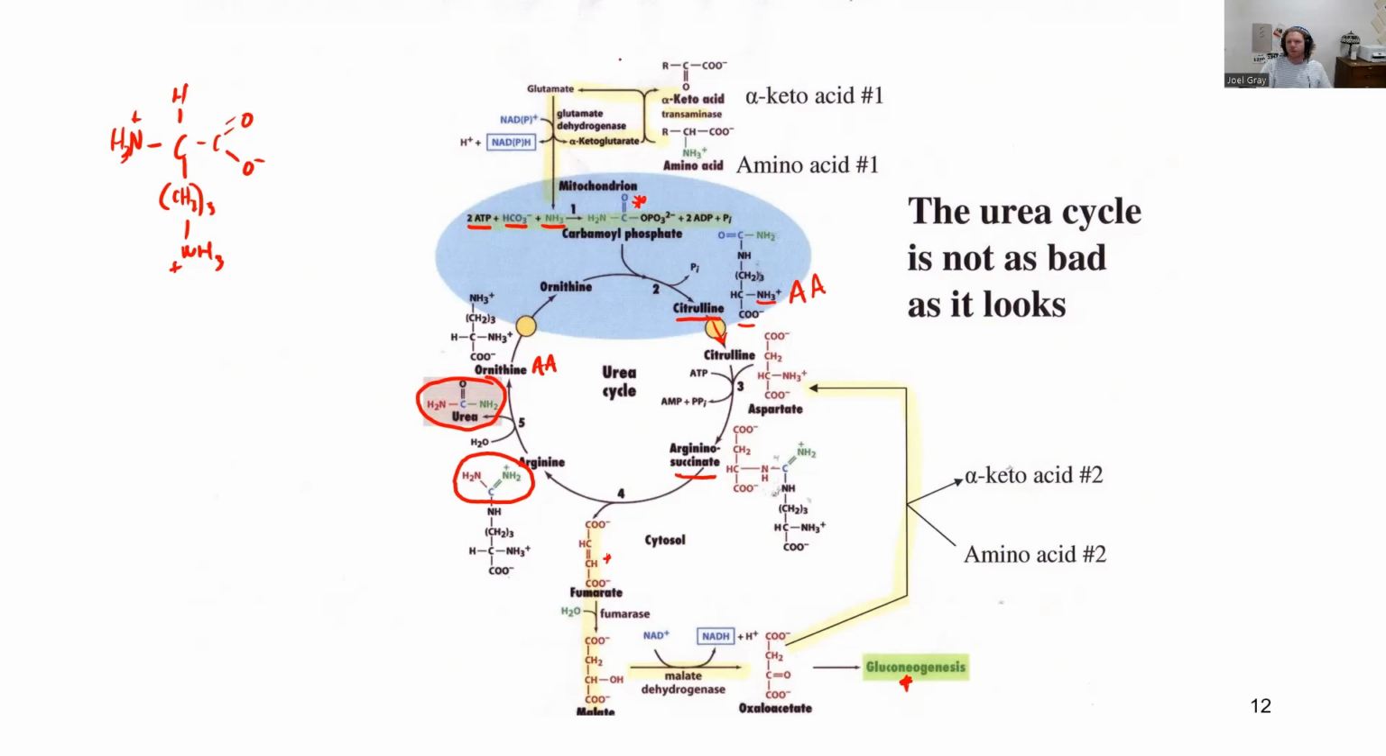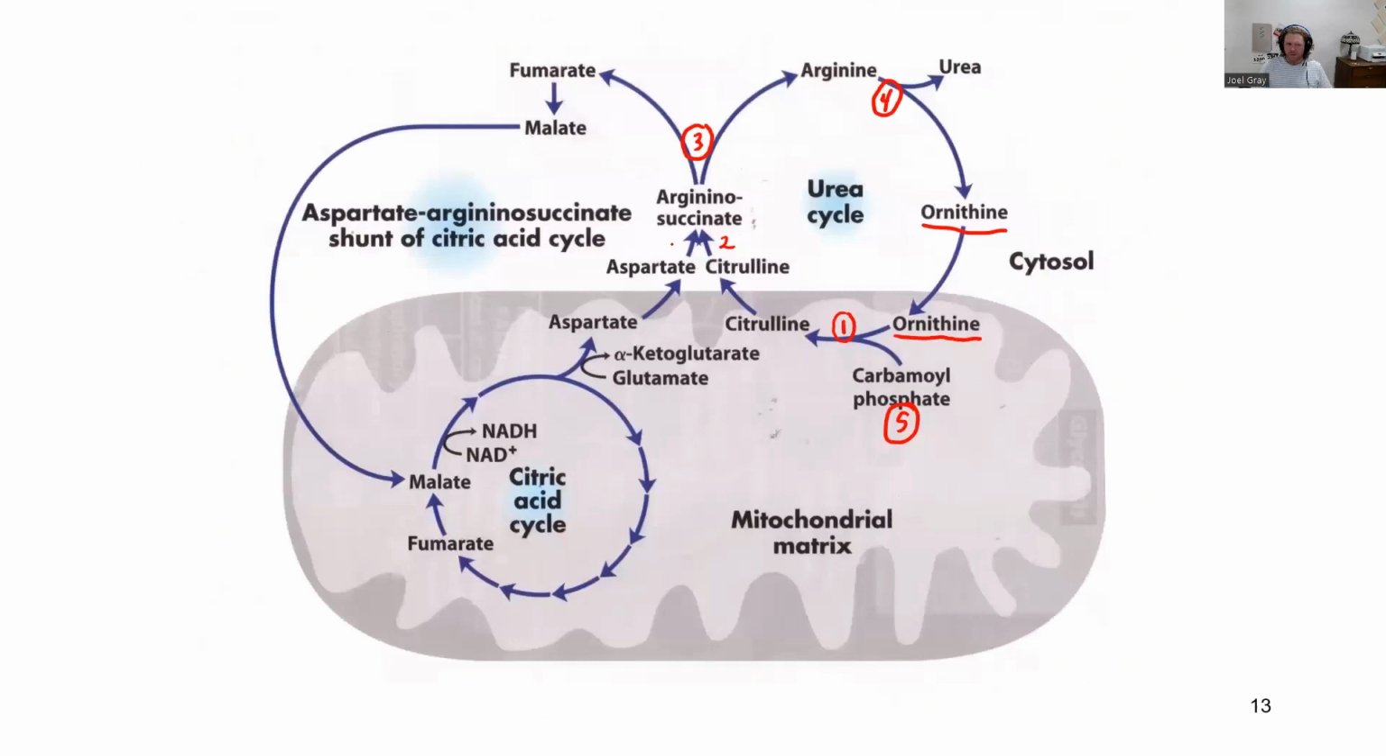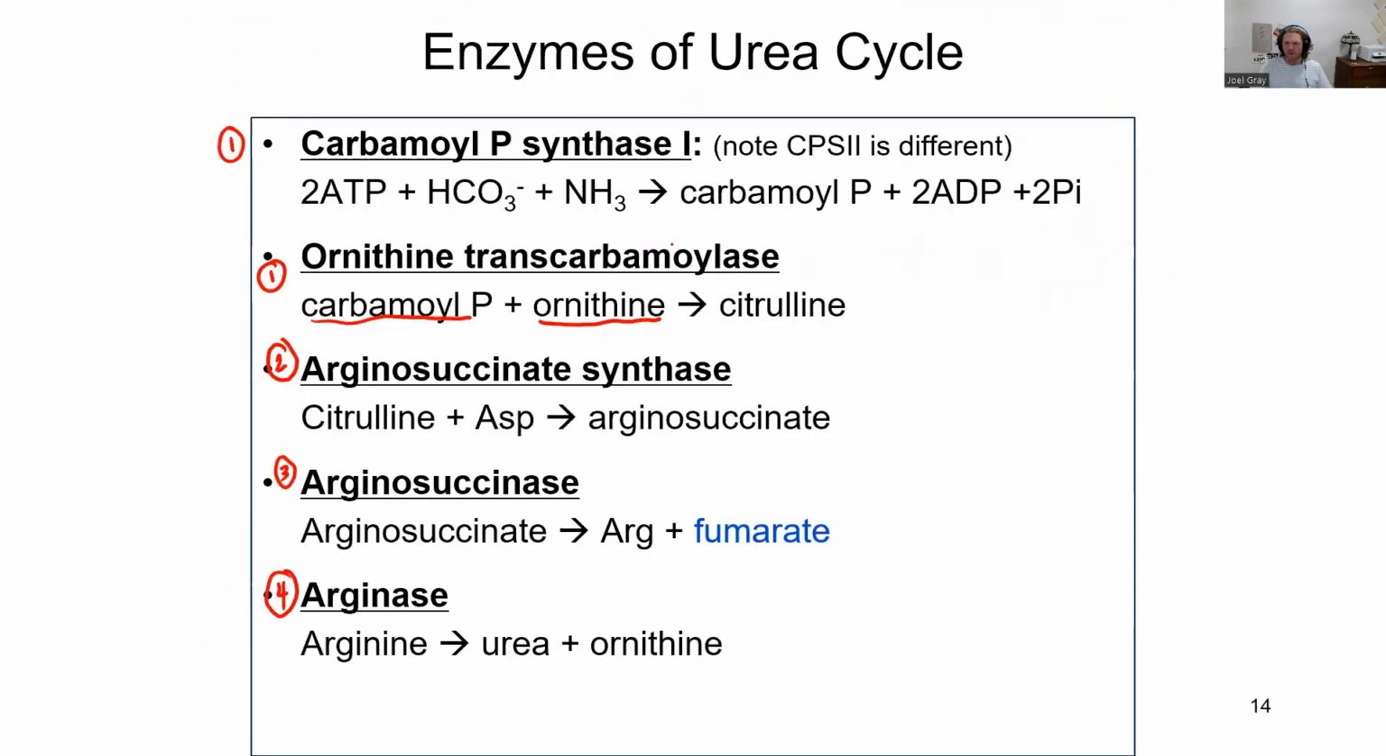Now, the thing that we didn't really talk about a lot was right up here. That's our enzyme glutamate dehydrogenase. Glutamate dehydrogenase is an enzyme that will lead to NH3 being produced in the mitochondria so that it can then be used for making carbonyl phosphate. All right, well, those are all of your enzymes.